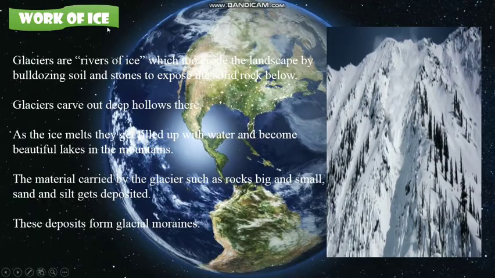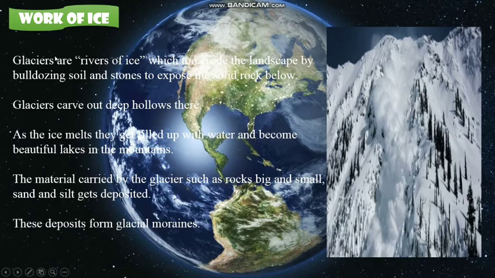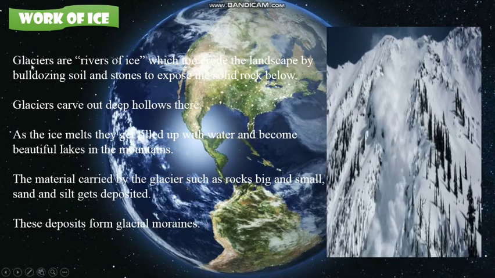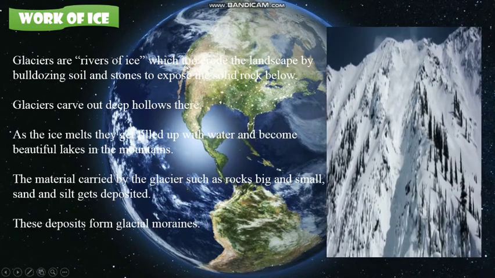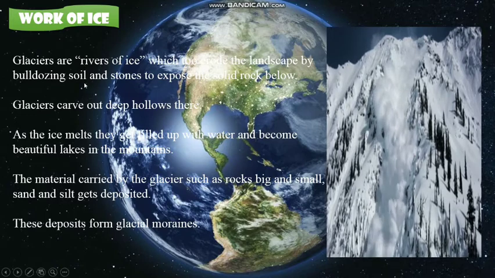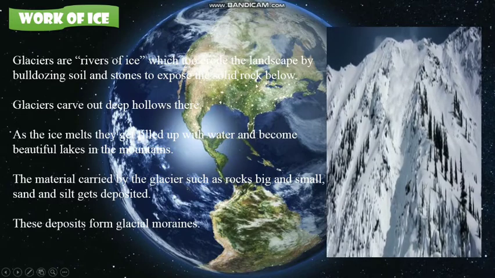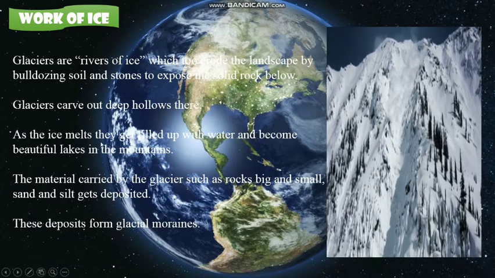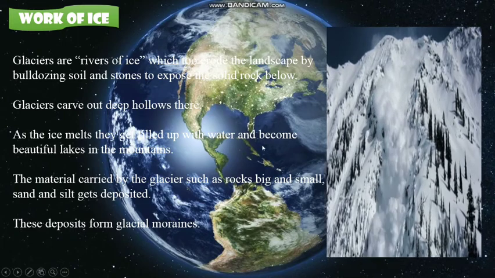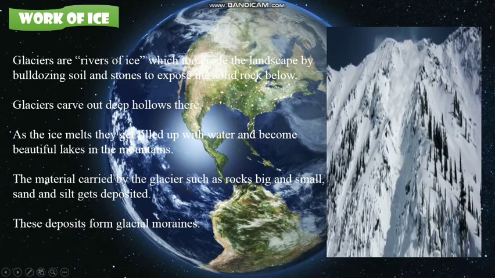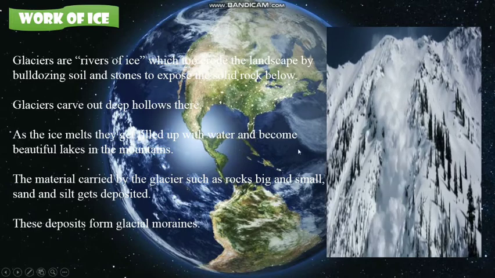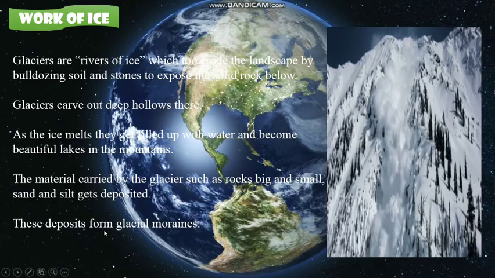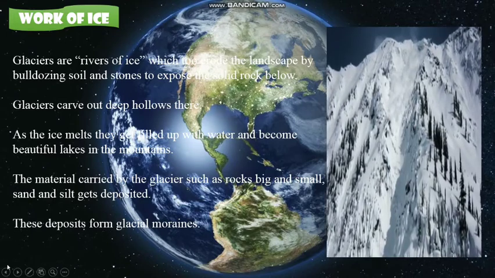Work of ice. Under this you will be learning what are glaciers and moraines. We have already learned about glaciers. Glaciers are rivers of ice which too erode the landscape by bulldozing soil and stones to expose the solid rock below. Glaciers carve out deep hollows. As the ice melts, they get filled up with water and become beautiful lakes in the mountains. The material carried by the glaciers such as rocks, big and small, sand and silt gets deposited. These deposits form glacial moraines.